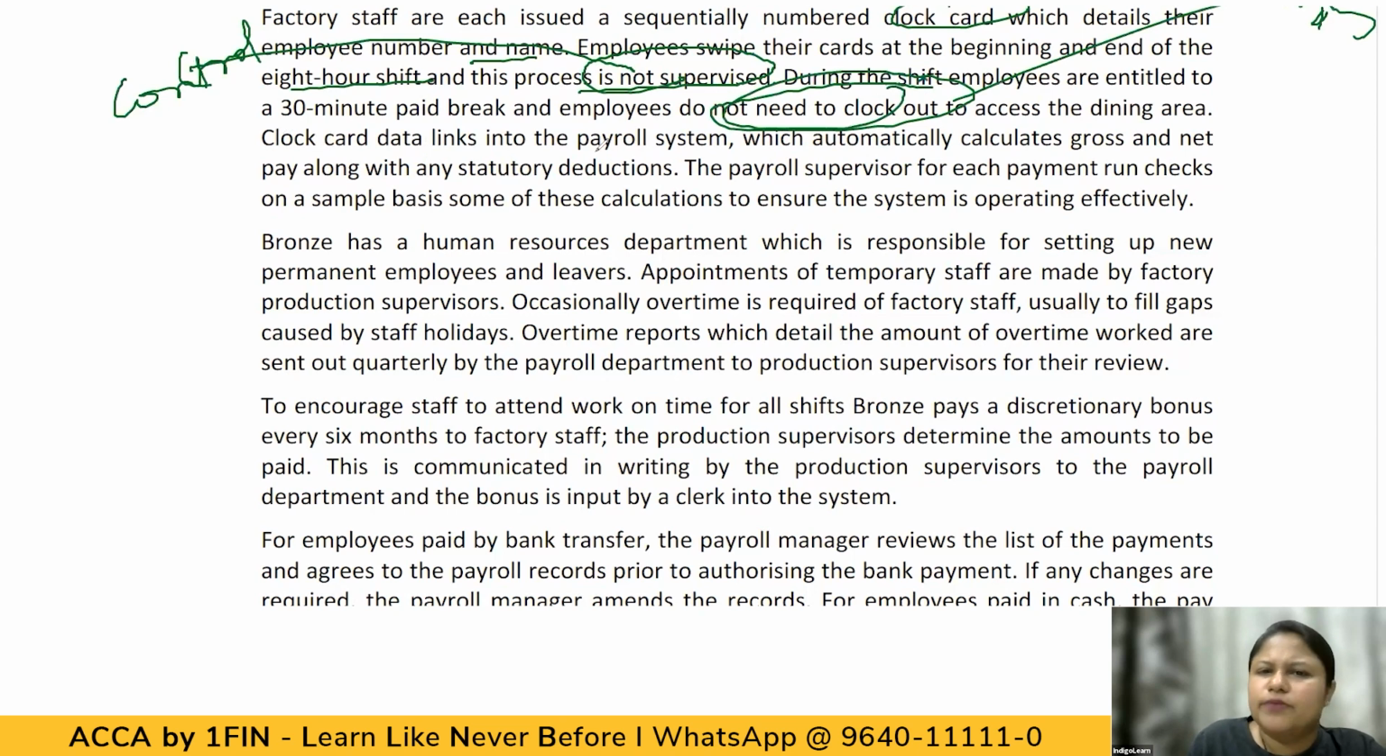Clock card data links to the payroll system, directly connected, which automatically calculates the gross and the net pay along with the statutory deductions like provident fund and all that. The payroll supervisor for each payment run checks, on a sample basis, some of these calculations to ensure the system is operating effectively. So good control. The payroll manager is doing this cross-checking.